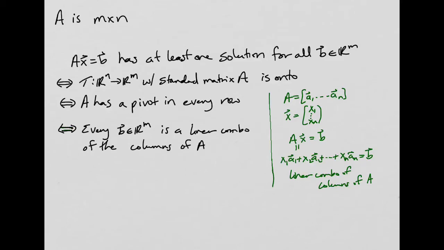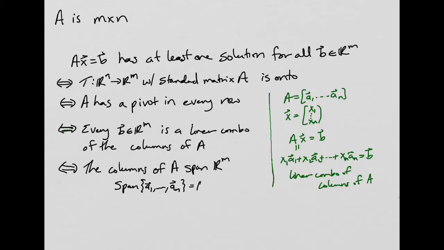Now finally, we can think about this in terms of spans. I can say that the columns of A span Rm. So let me write it differently: the span of the columns of A. If I want to write it in a more mathy way, I can write it this way. If I take the columns of A, A1 to AN, and I look at the span, this is all the linear combinations, I have to get all of Rm.